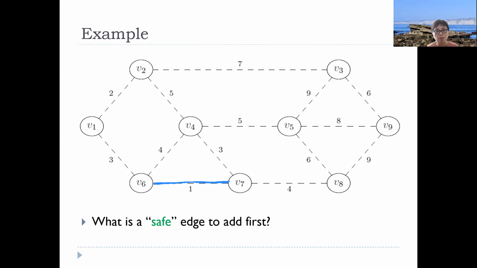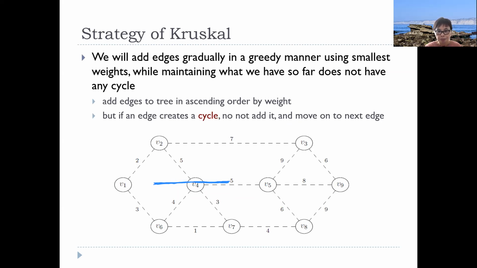Okay, and suppose that we do that and we add this one to the output. I first added this one to my minimum spanning tree, and I want to continue to grow this tree edge by edge. Which one would be the next edge that is safe to add? So that's a question.